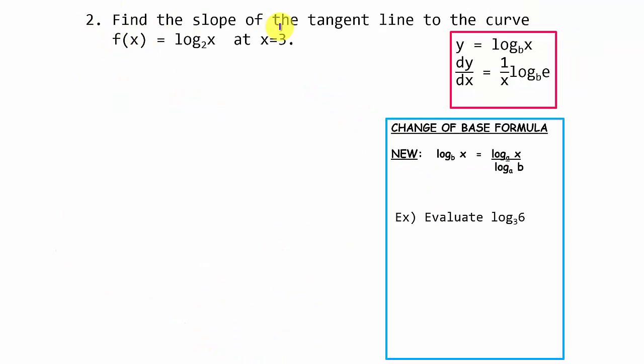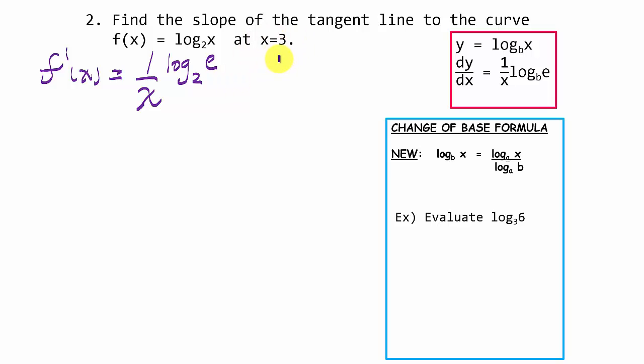Example 2, find the slope of the tangent line to this curve. And this curve is a log function. We know the derivative is the slope of the tangent line. F prime of x is equal to 1 over x times the log base 2 of e.